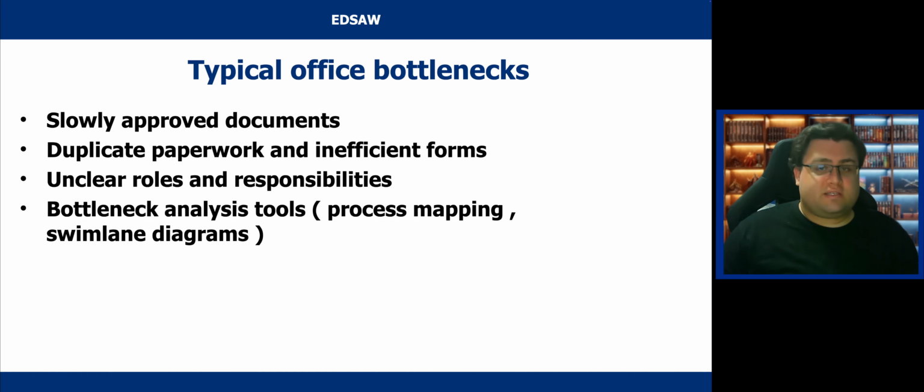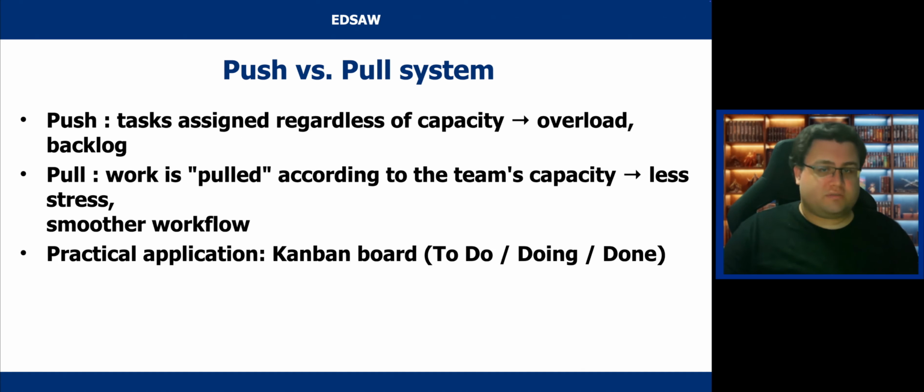And last but not least, there is insufficient communication. For example, teams only transfer tasks via email and there is no overview of who is working on what. To identify bottlenecks, we can use tools such as process mapping, mapping the entire process step by step, or swim lane diagrams, which clearly show who is responsible for what. Once we see these bottlenecks, we can start looking for ways to eliminate them, thereby speeding up and making the entire process more efficient.